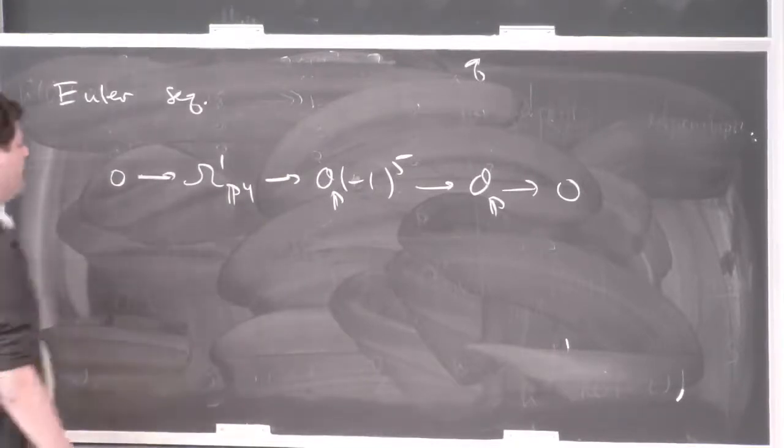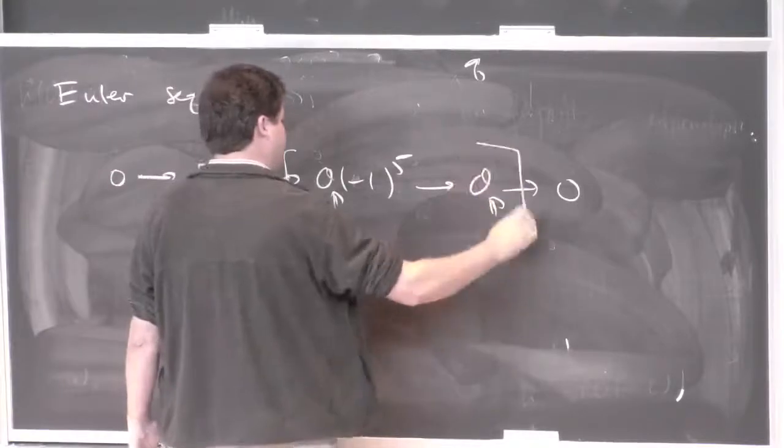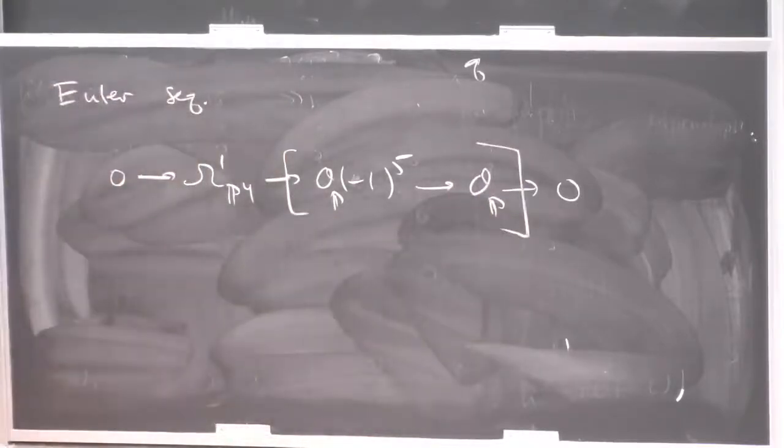So Omega 1 of P4 is isomorphic to this complex of things whose cohomology we know. I think actually it's okay for me to use this board now. We've gotten everything we need out of there.